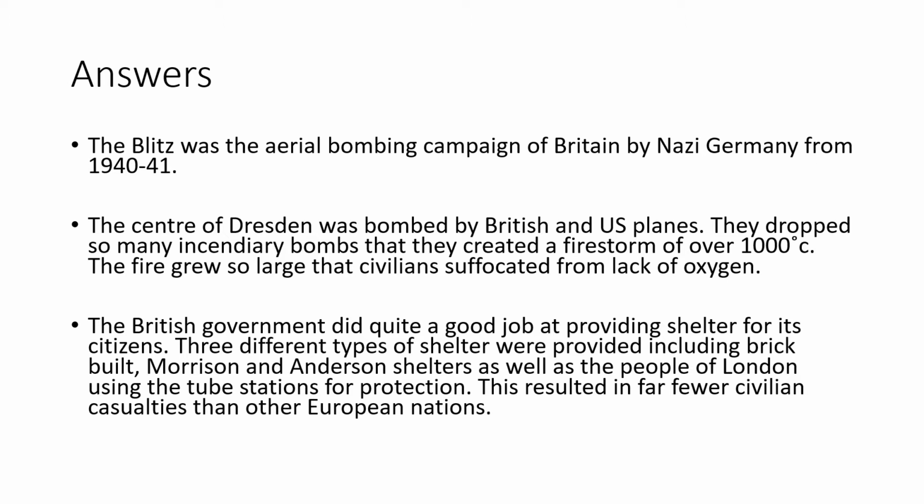And finally, number 3, the British government did quite a good job at providing shelter for its citizens. 3 different types of shelter were provided, including brick-built Morrison and Anderson shelters, as well as the people of London using tube stations for protection. This resulted in far fewer civilian casualties than other European nations.